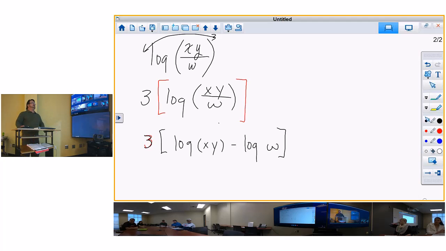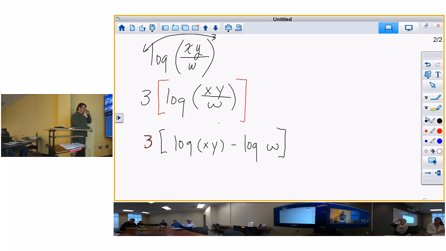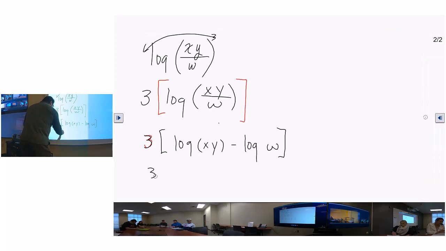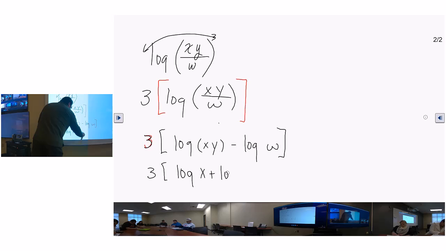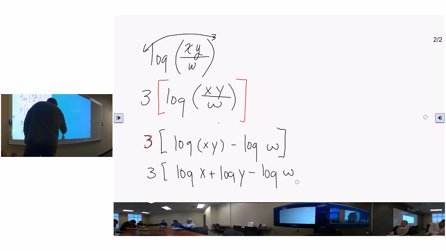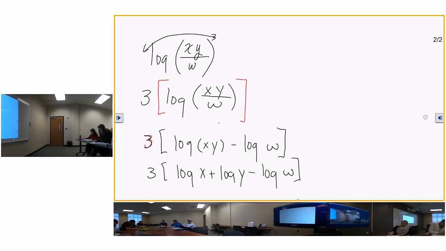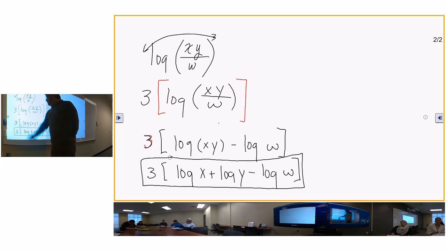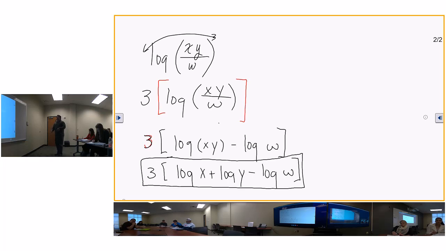Clemson. All right, now what? We use the quotient rule. Now what? Use the product rule. That's right, class. Log of x plus what? Log of y. I'm sorry, log minus log of w. Now, what have we just done? We didn't simplify. We what? We expanded. And these two are rewrites.